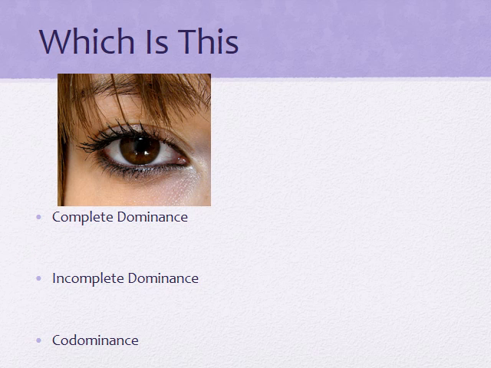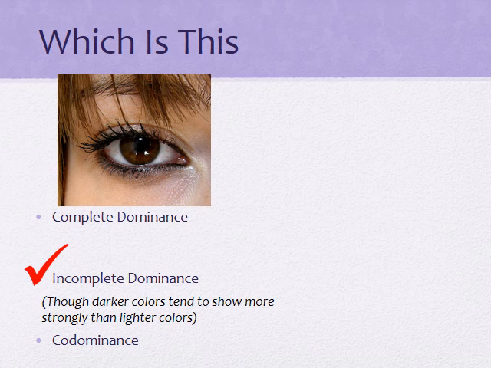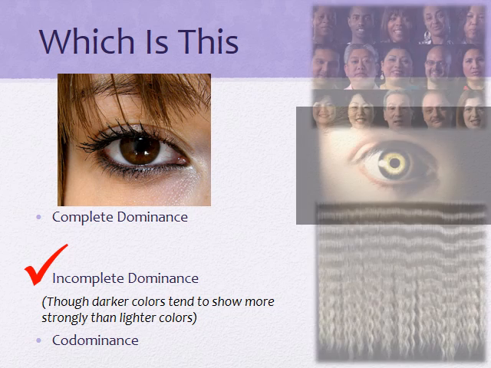Now here we go. What do you think? Eye color. Complete, incomplete, or codominance? This one might be a little tricky. Once again, this can be incomplete dominance. Though basically the darker colors tend to show a lot more strongly than lighter colors. So there might be lighter colors in there, but they'll be overshadowed by the darker colors.